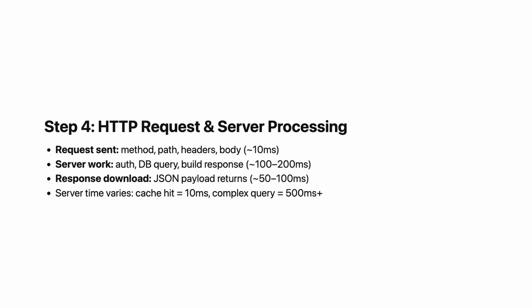It needs to parse the request, authenticate you, query a database, or hit some internal services, build the response, serialize it to JSON, and send it back. Server processing time varies enormously. A well-optimized endpoint hitting a cache might respond in 10 milliseconds. A complex query joining multiple tables with no cache might take 500 milliseconds or more. For a typical API call, figure around 100 to 200 milliseconds for server processing.